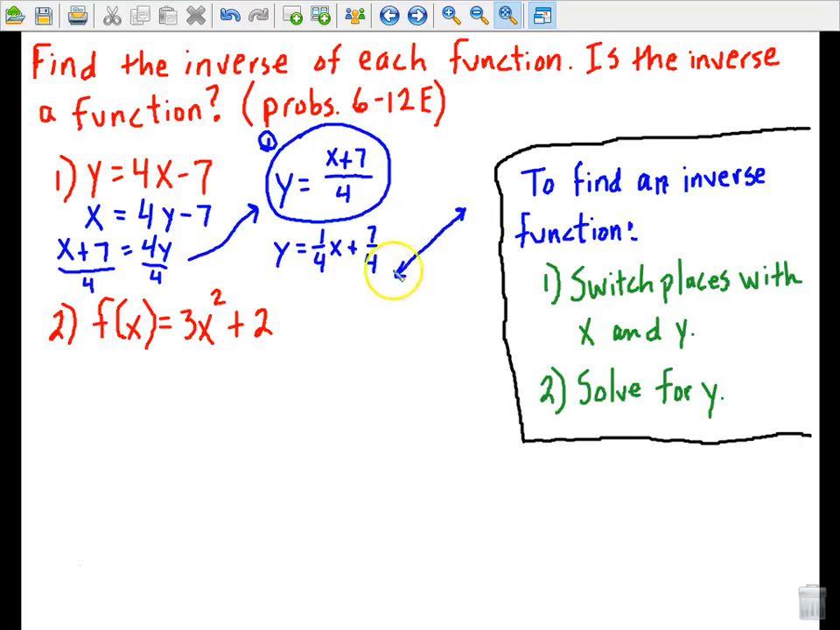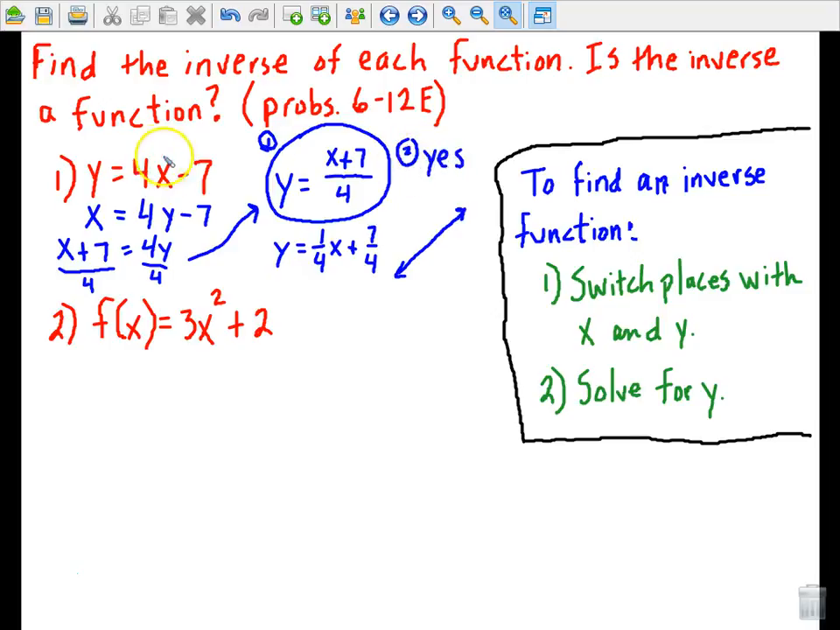And this line, if we put it to the vertical line test, would pass, because if we draw a single vertical line, we're only going to touch the graph in one point with a single vertical line. So the answer to the question, if you're given a linear function with which to find the inverse, is the inverse a function, will always be yes.